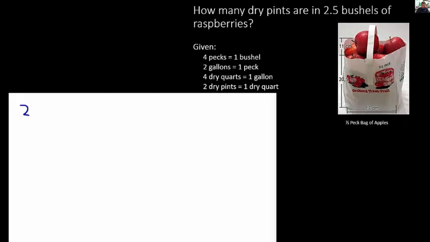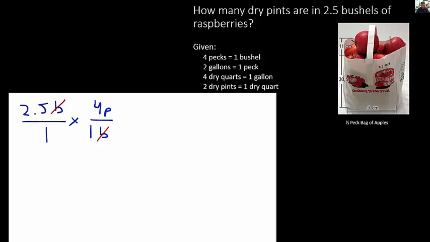So I'm always going to start with what they gave me in the question. So I have 2.5 bushels of raspberries. I want to make a fraction out of this, and I want to multiply by the next fraction. So I need to get somewhere, so I have to think where I'm going. So I have bushels. The only thing I can get to is pecks. So I'm going to use that relationship of bushels to pecks, and I can arrange this into a fraction. It will be the equivalent of multiplying by 1. So I can arrange a fraction of 1 bushel is equal to 4 pecks. My unit of bushels will cancel, and now I'm in units of pecks.